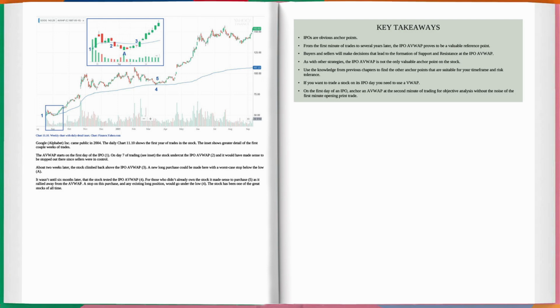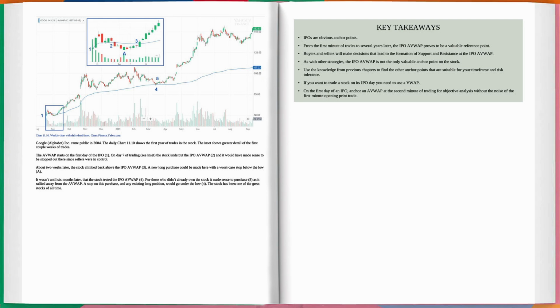Key takeaways. IPOs are obvious anchor points. From the first minute of trades to several years later, the IPO AVWAP proves to be a valuable reference point. Buyers and sellers will make decisions that lead to the formation of support and resistance at the IPO AVWAP. As with other strategies, the IPO AVWAP is not the only valuable anchor point on the stock. Use the knowledge from previous chapters to find the other anchor points that are suitable for your time frame and risk tolerance.